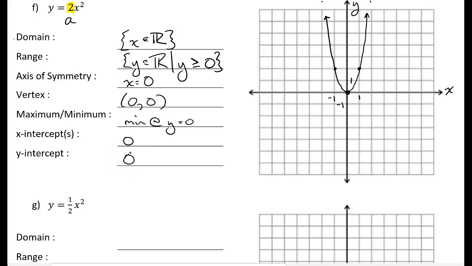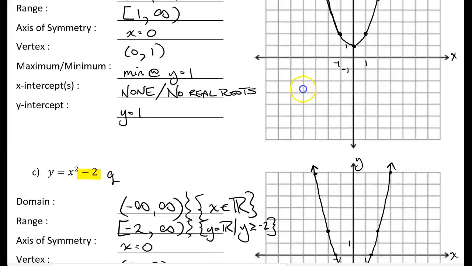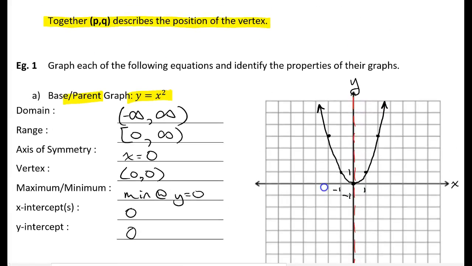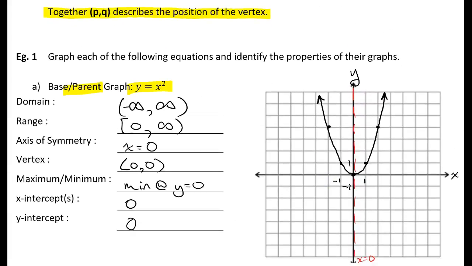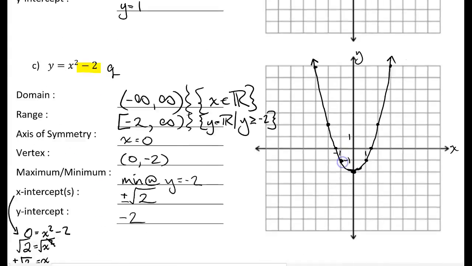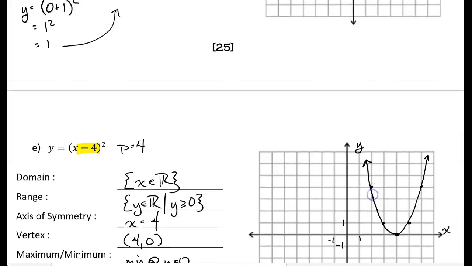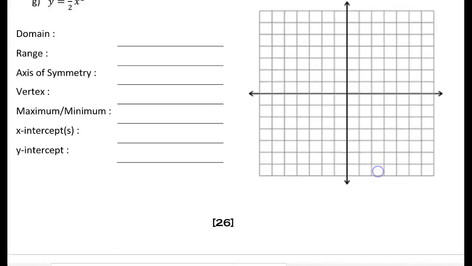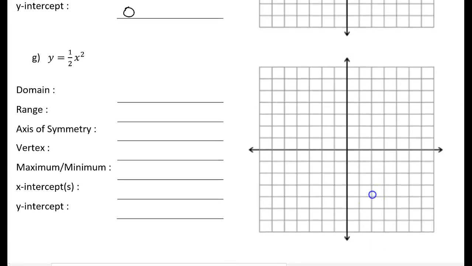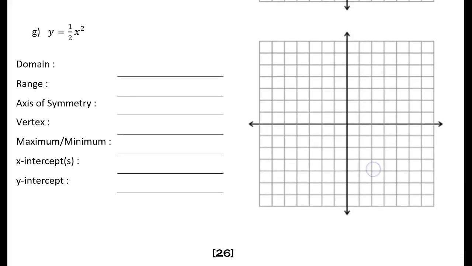So from this perspective, all these characteristics actually look a whole heck of a lot like our parent function. So that's kind of crazy if you think about it. That a value doesn't really change anything in terms of key characteristics of your graph. You've got to be careful when you're graphing it. Watch out. Always double check your a value if you're trying to write an equation.